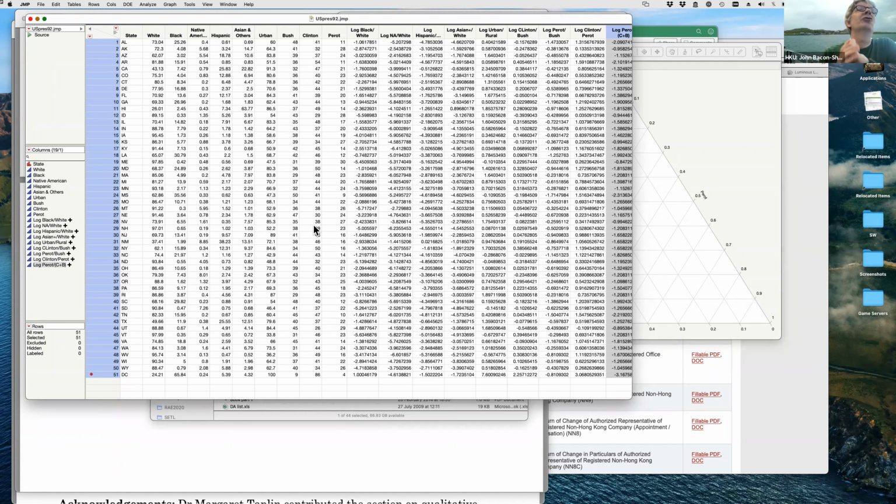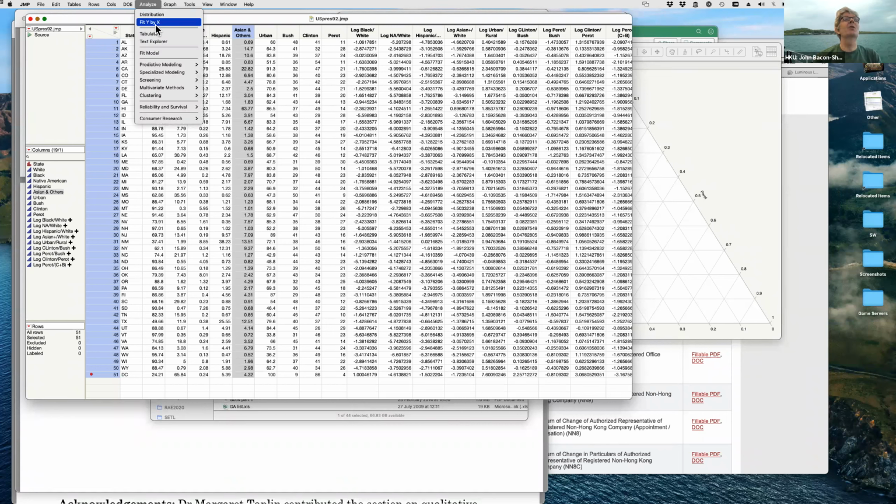So again, I didn't choose these. What we have is whites, blacks, Native Americans, Hispanics, Asians and others, right? So it's not immediately obvious what we're looking at. So again, let's for the moment just ignore the compositional nature. Let's just plot those two variables again.